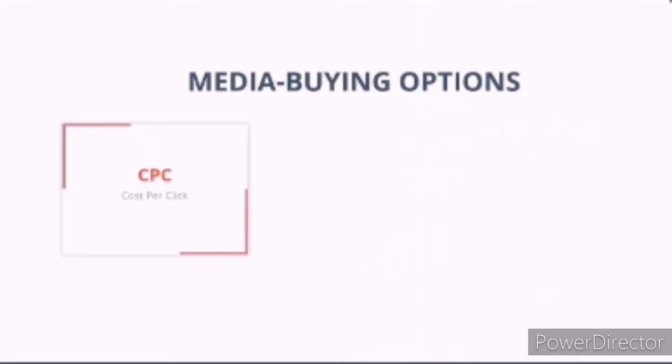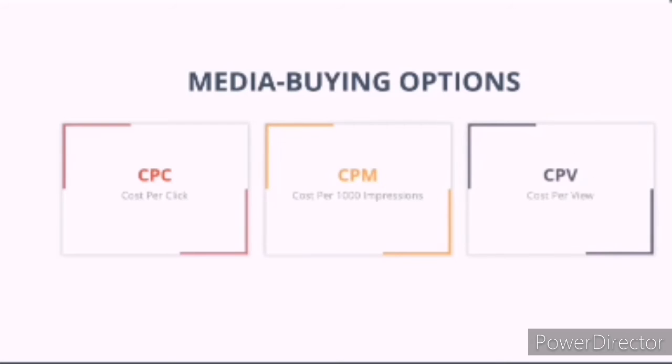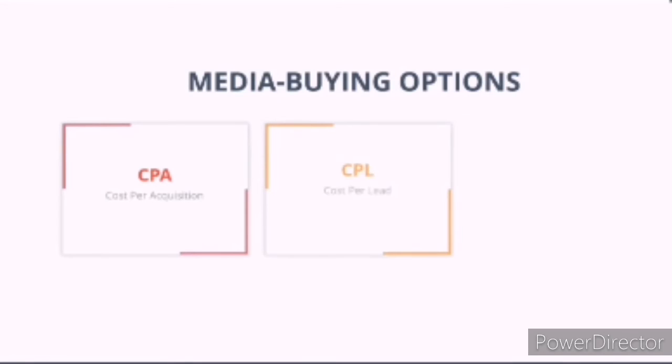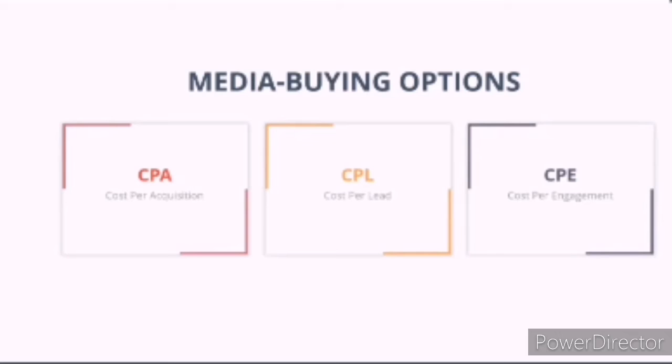First up, there is CPC, which means cost per click. Then we have CPM, which is cost per 1,000 impressions. The M comes from mil, which is Latin for 1,000. And then we have CPV, which is cost per view, and that is specifically referring to videos and video ads. Then there is also CPA, which is cost per acquisition, CPL, which is cost per lead, and CPE, which is cost per engagement.